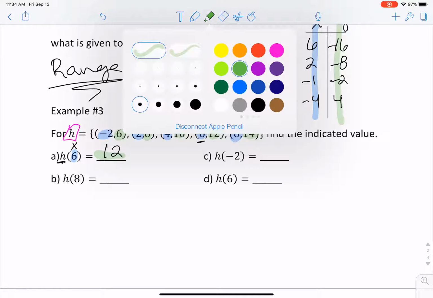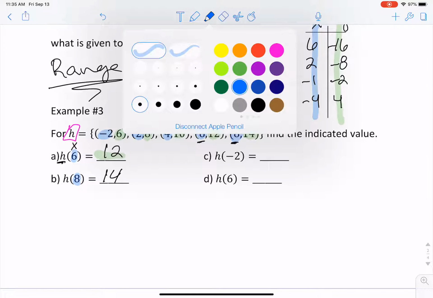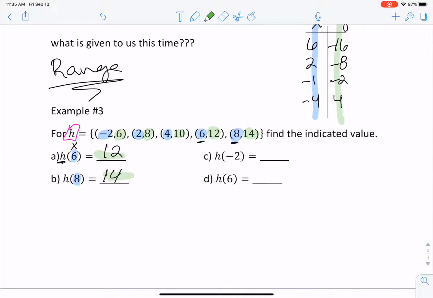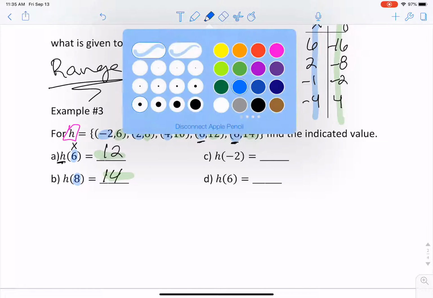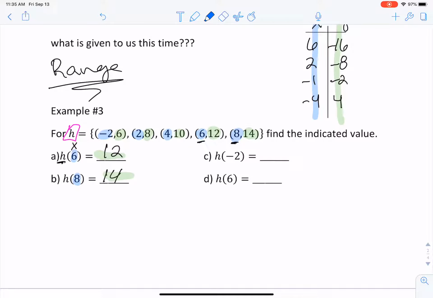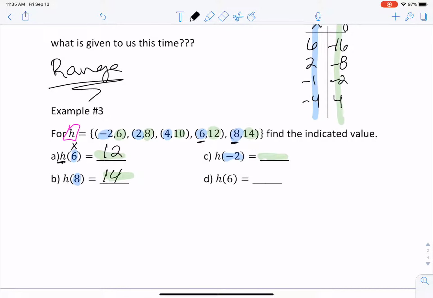Okay, so then for the next one, we have the function h when x is 8. So we go to when x is 8, it's right here. The y is 14. Moving on. We have the function h when x is -2. What's the y value? This is what we're looking for. So when x is -2, we get 6 as our y value.